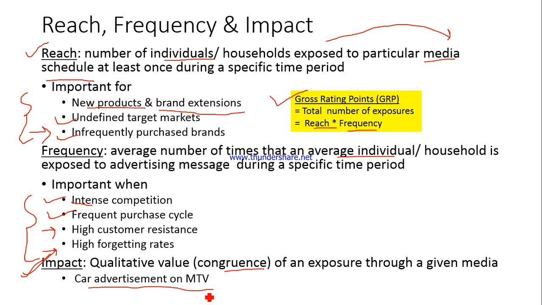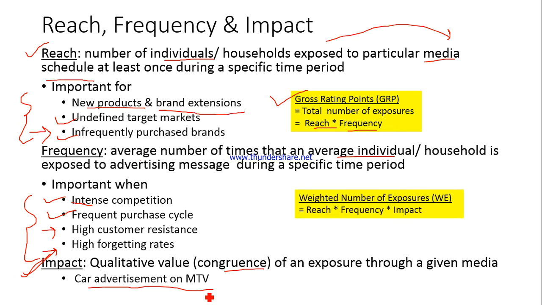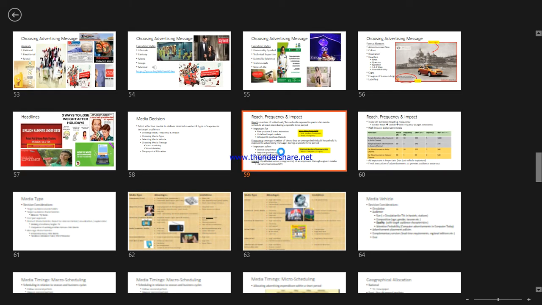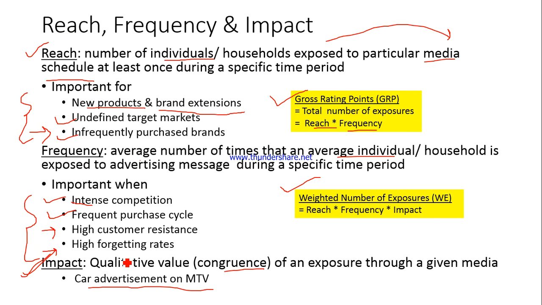And now that we have understood impact, now let us move to another very important terminology, which is the weighted number of exposures. Now what do we mean by the weight? Weight basically refers to the impact, right? So weighted number of exposure is nothing but reach multiplied by frequency multiplied by impact. So this is what the weighted number of exposures are, right?